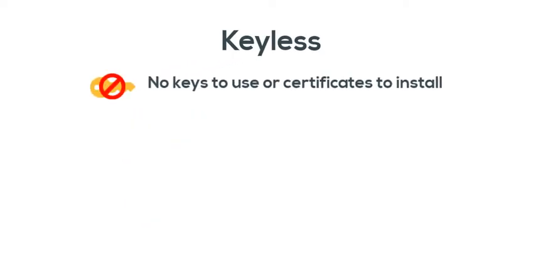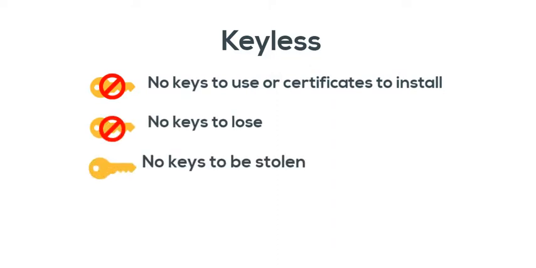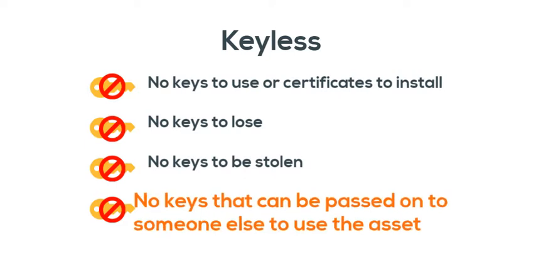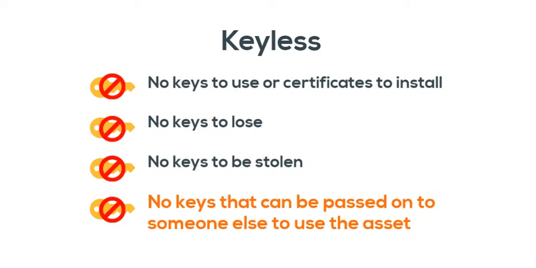Keyless means you don't have any keys or certificates to install, none. If you don't have any keys, then you don't have any keys to lose or to be stolen, which is how bad guys get to your stuff. This also means there are no keys that can be passed on to someone else to access or use the asset. Let's talk a bit more about this last one, because this is something unique to AMULET technology.